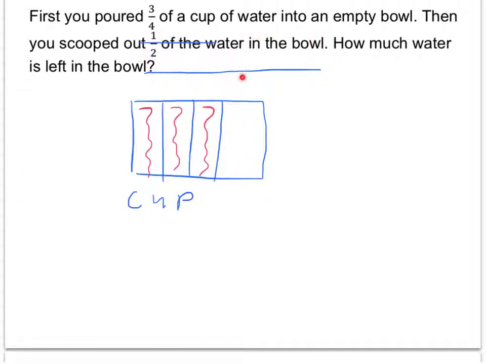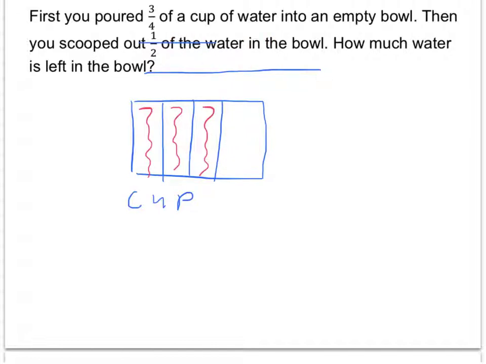Now notice the whole here is not a cup. The whole is the water that's in the bowl. So this right here is our whole. We're dealing with a different whole here. And we've got to be very careful that we understand that and recognize what the whole is. As we've stressed many times before, whenever we talk about fractions, we have to properly understand and define the whole. In this case, we've got two different wholes. The first whole is a cup of water. The second whole is the water in the bowl.